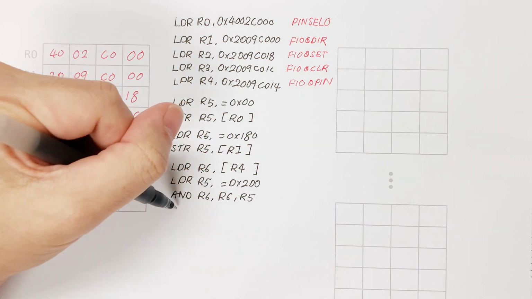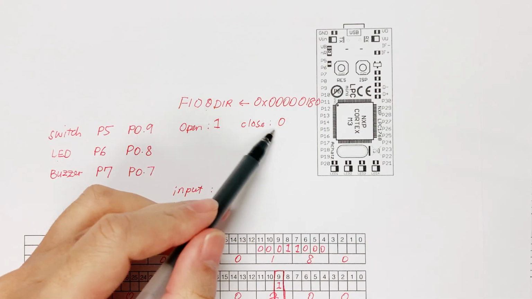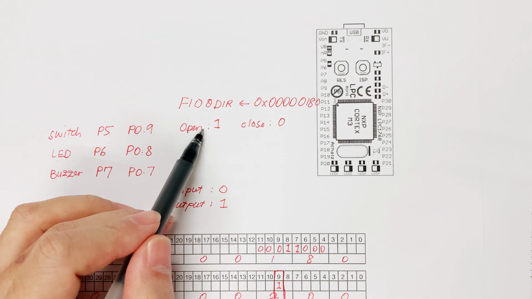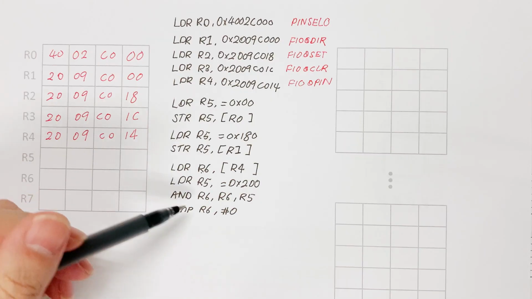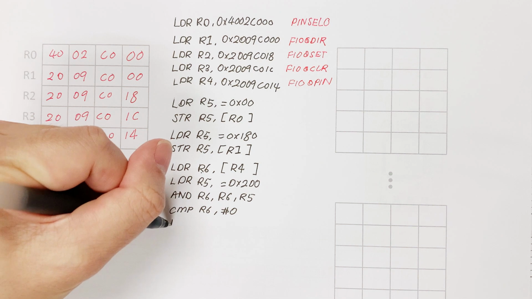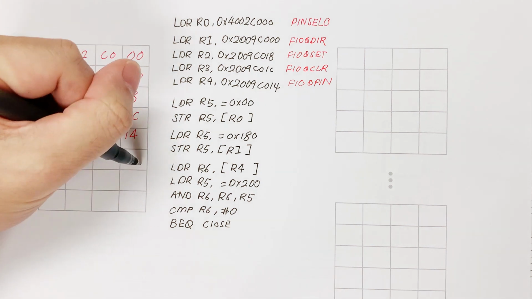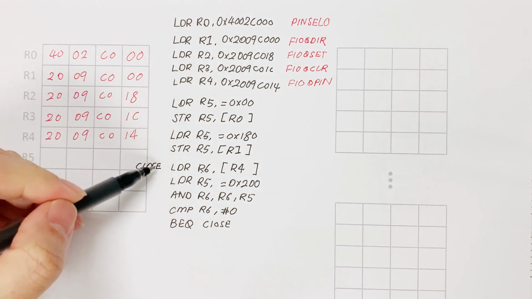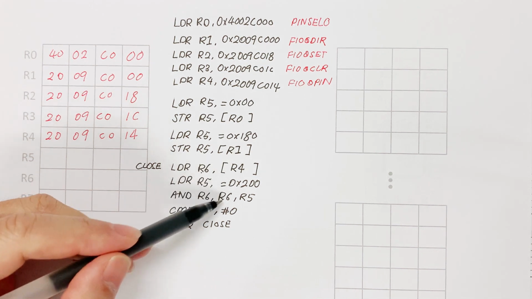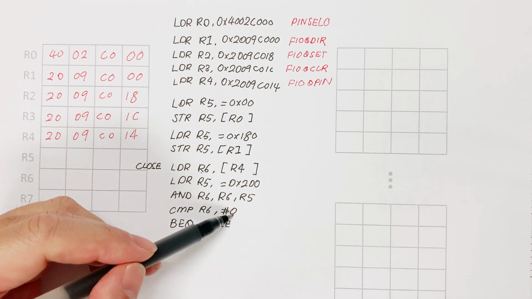With that, we can easily compare register 6 with 0. When the value is 0, the switch is closed. If the value is 1, the switch is open. In this case, if R6 is equal to 0, it means the switch is closed. We can branch if this is equal to a label, close, which will be somewhere there, to instruct our processor to continue to read the status of the switch into R6, repeat the filtering process, and compare whenever the switch has been changing from 0 to 1.